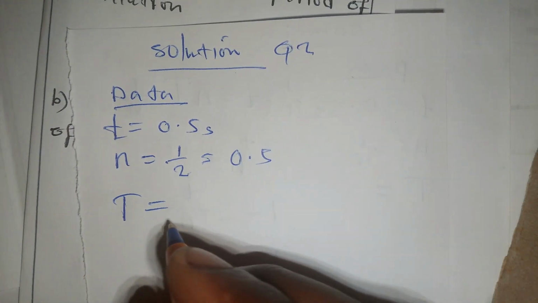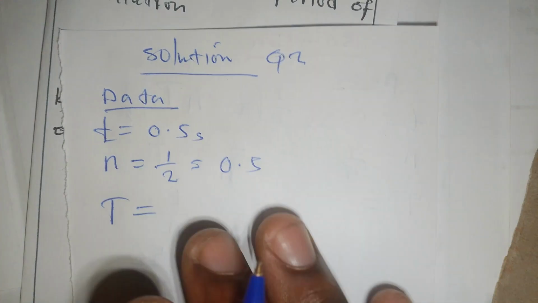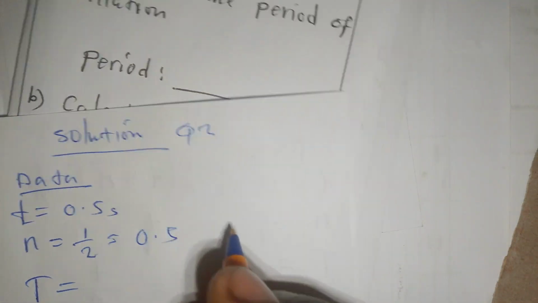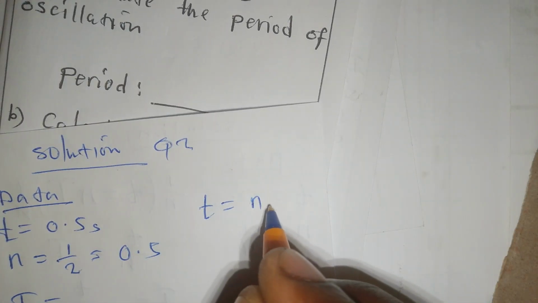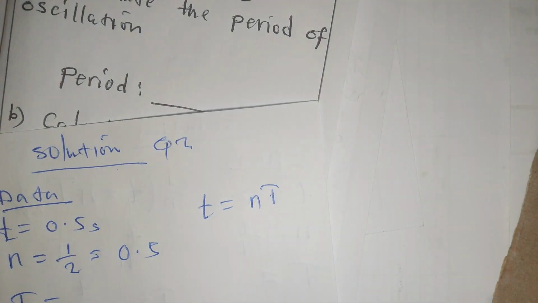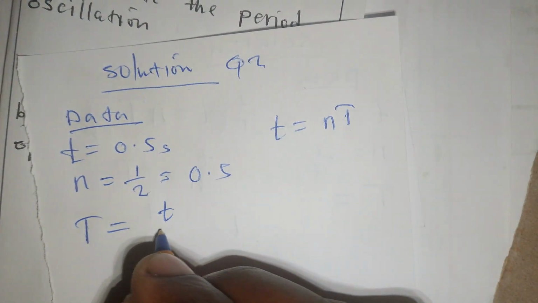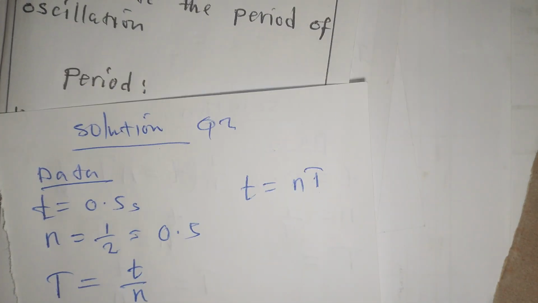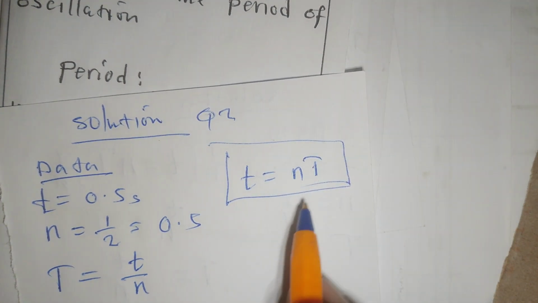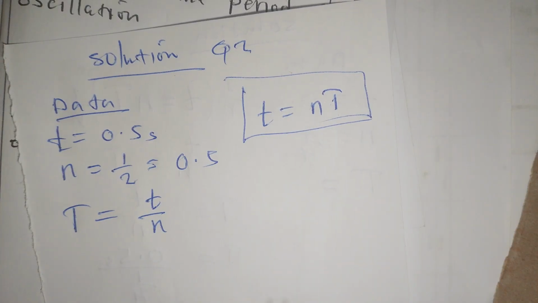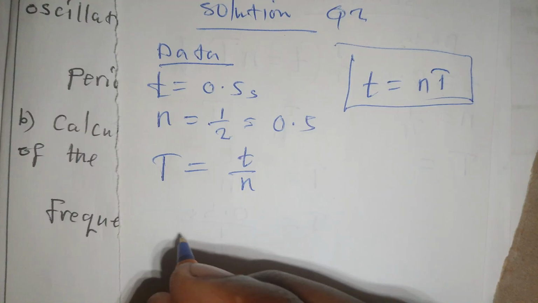So period, you know that period is equal to, you can come here, time is equal to n, number of oscillation, times period. So meaning period is equal to time taken over number of oscillation from this formula. Once you make period the subject of the formula, you are going to have this one. So you plug in directly.